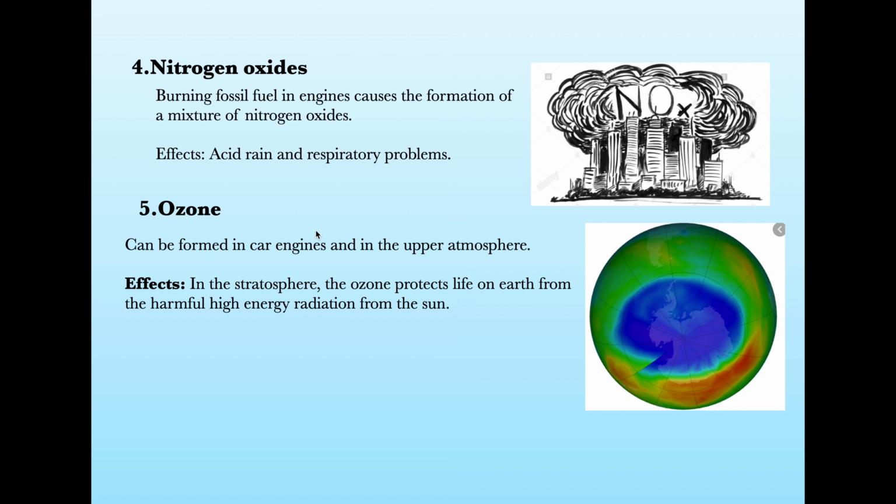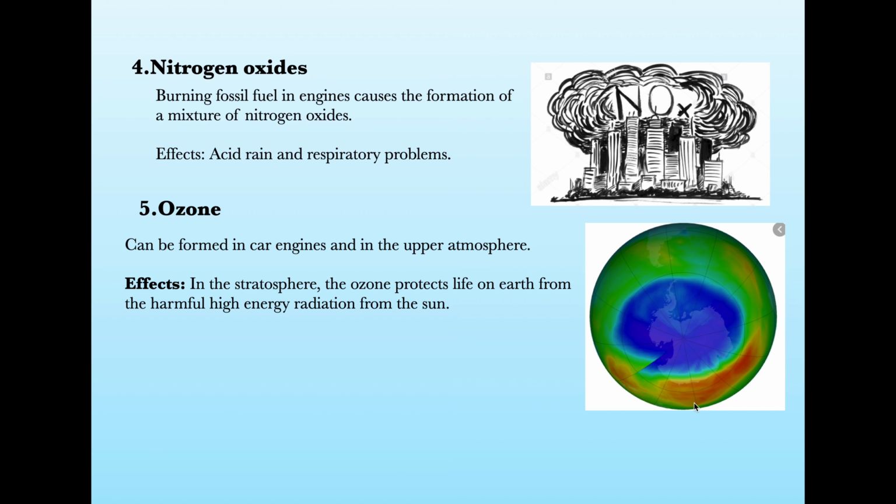In lower regions, car engines and combustion engines can form ozone, especially in the summer when temperatures are higher, and that can cause respiratory problems. So sometimes you get ozone warnings. But the classic ozone problem was related to a hole in the ozone that formed over Antarctica. And it's taken quite a long time to start to fix that hole.